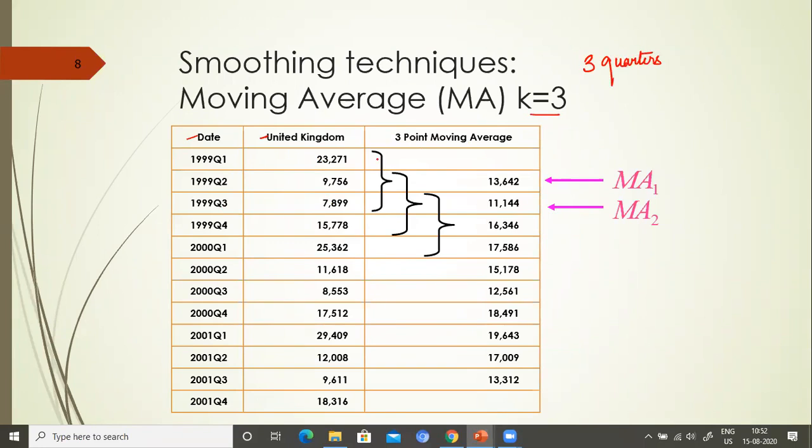And what you do, you take the average of it. So you see it becomes 13,642. Next 3, you take the average. Again, you take the next 3 and so on. So this becomes your MA3. It's not that complicated to calculate. I mean, it's simple.